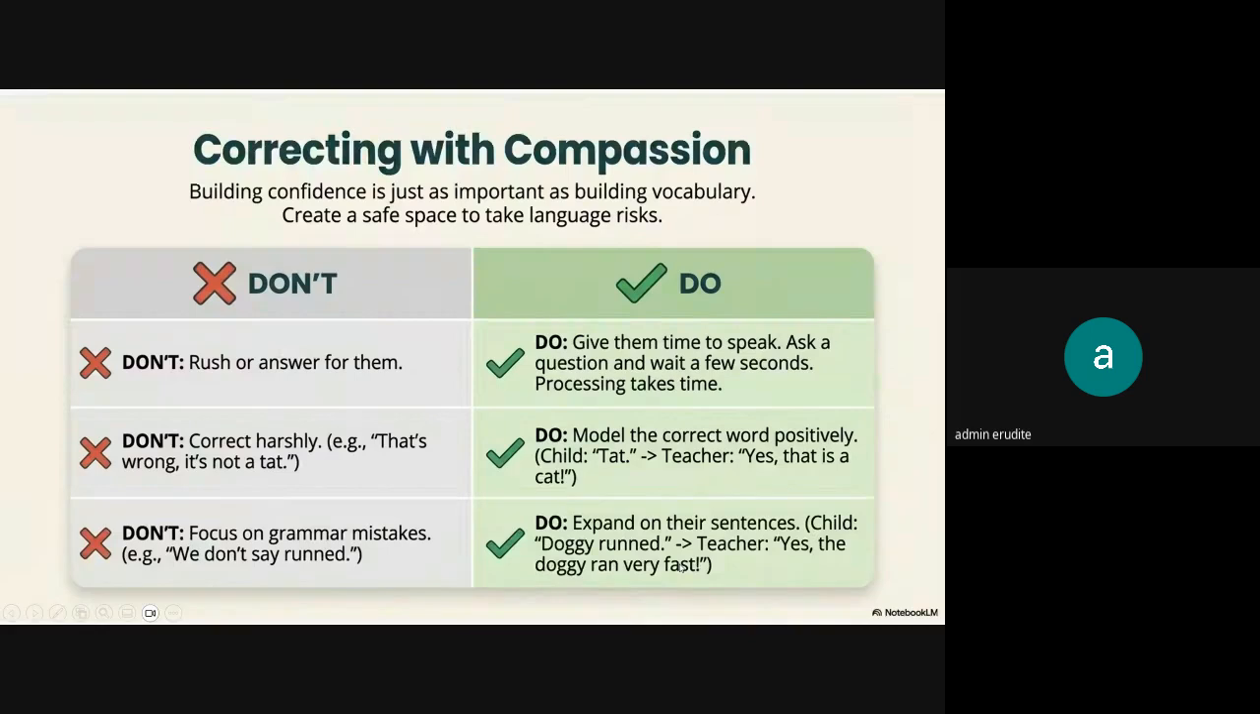Okay, correcting with compassion. This is basically where we need to build confidence. Confidence is just as important as building vocab. Don't rush them. Give them time to answer. Don't correct them. Model.